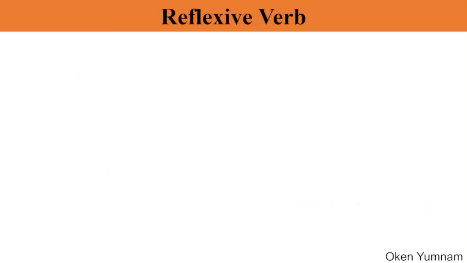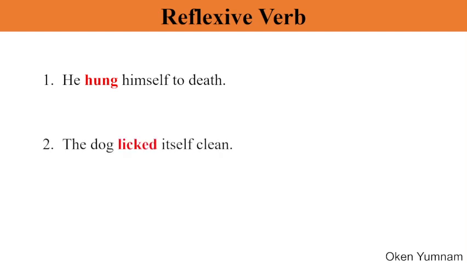Now coming to reflexive verbs. Let's observe this sentence. He hung himself to death. And the dog licked itself clean. You look at these verbs. After hung, he hung whom? He hung himself. So the subject and object is the same person.